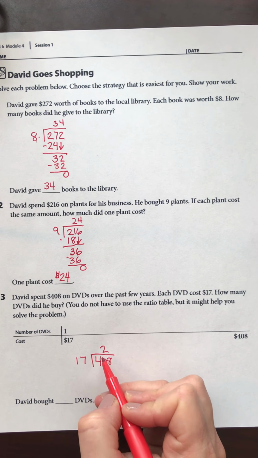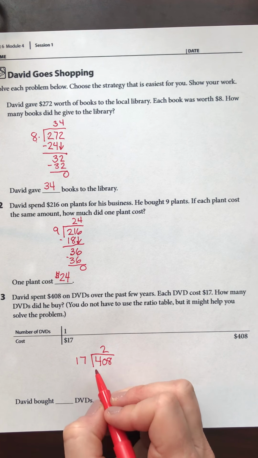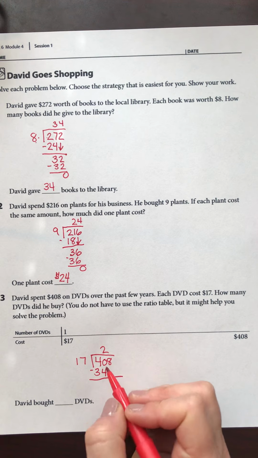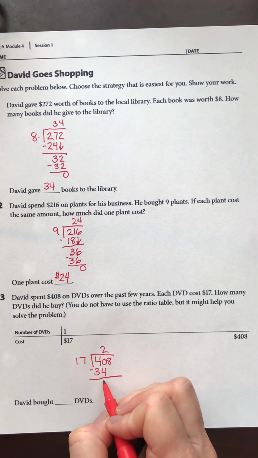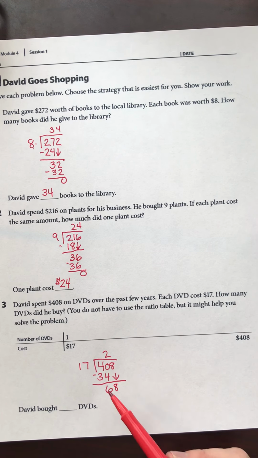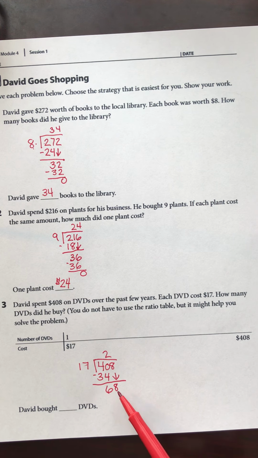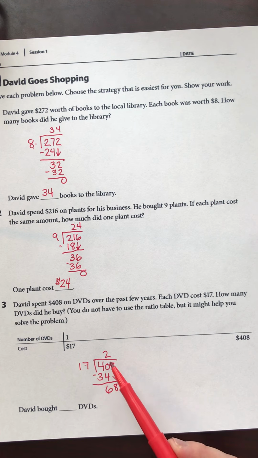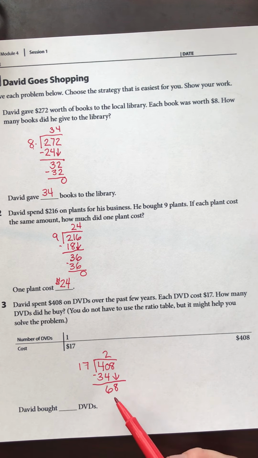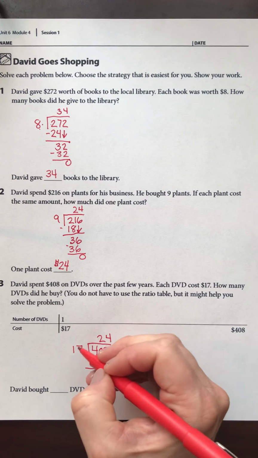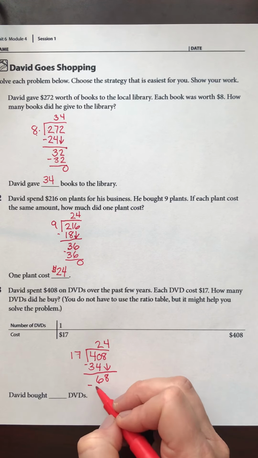17 times 2, or 17 doubled. 17 plus 17 is 34. So we subtract 40 minus 34 is 6. And then we bring down the 8. Now we have to figure out how many times 17 can go into 68. 68 is actually 34 doubled. So if 17 went into 34 twice, double that, double 34, you get 68. Double the double, 4. So 17 times 4 is 68.